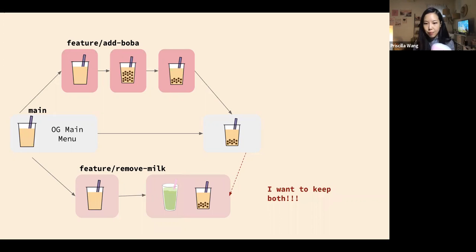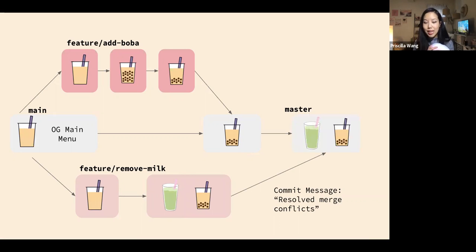And after we keep both, we're actually going to add a commit message because we've added more code changes. And the commit message is going to say, okay, resolve conflict, and we're going to push back to the main branch again.